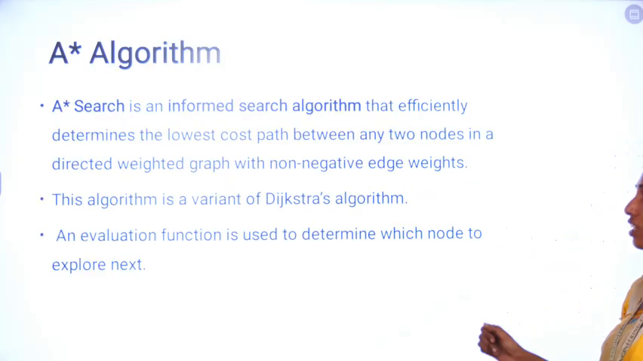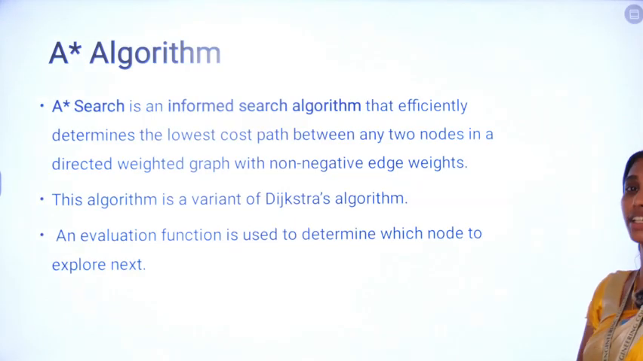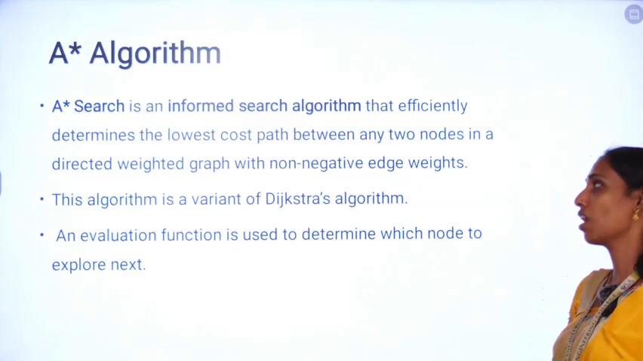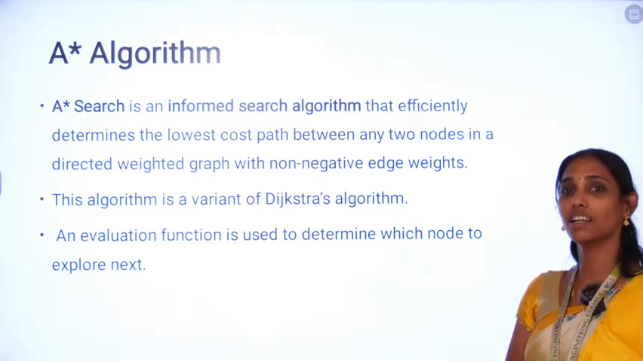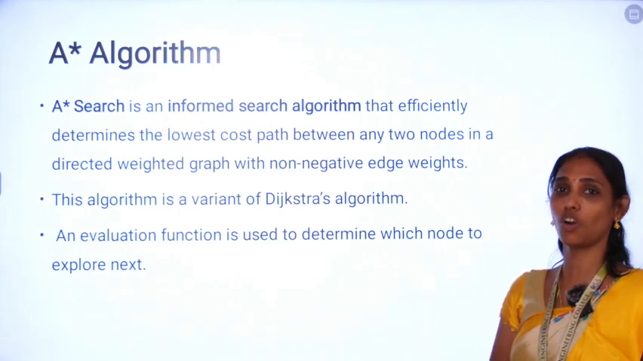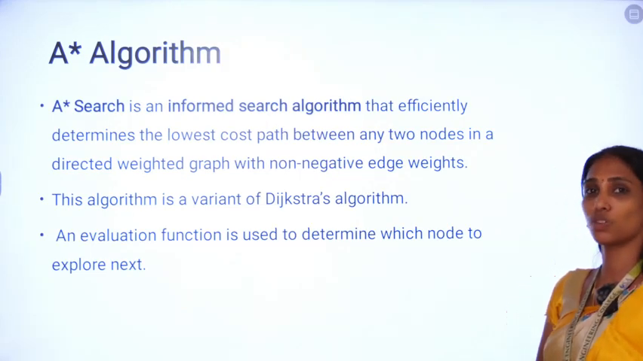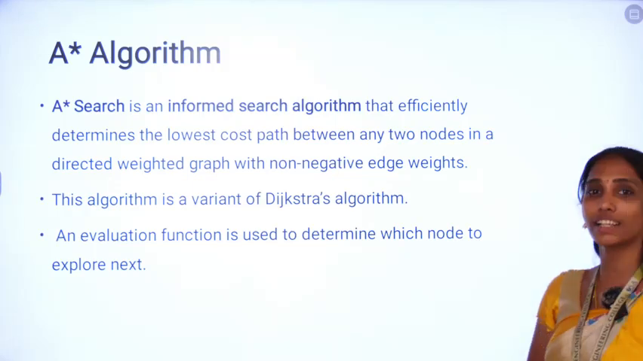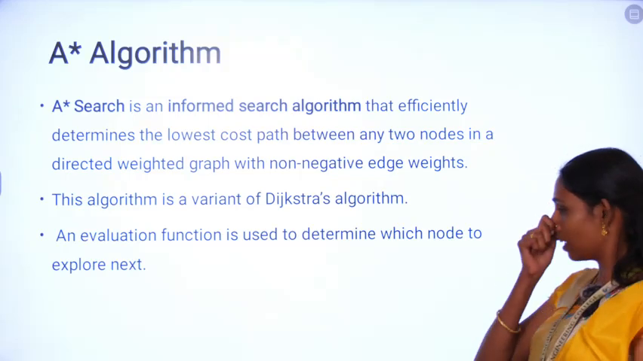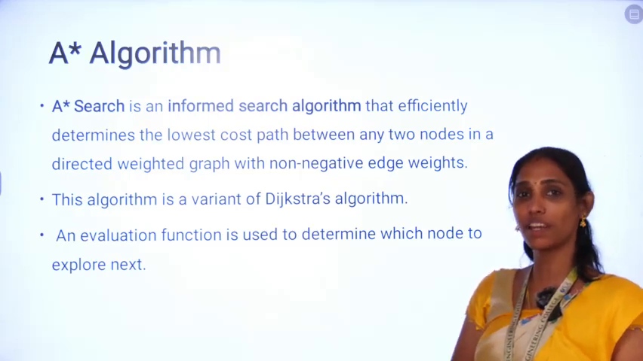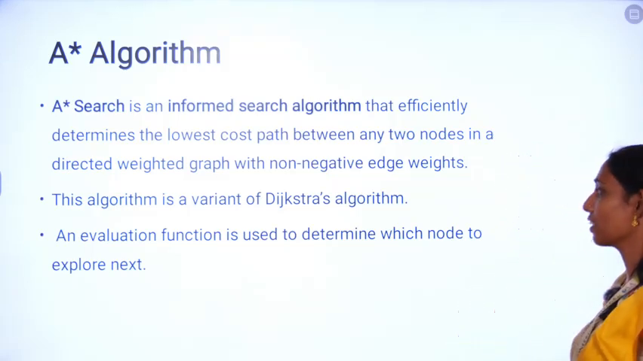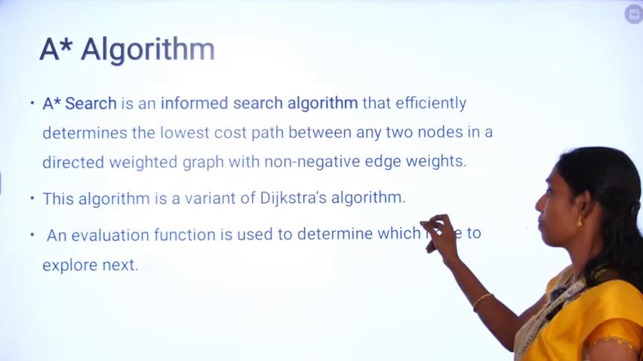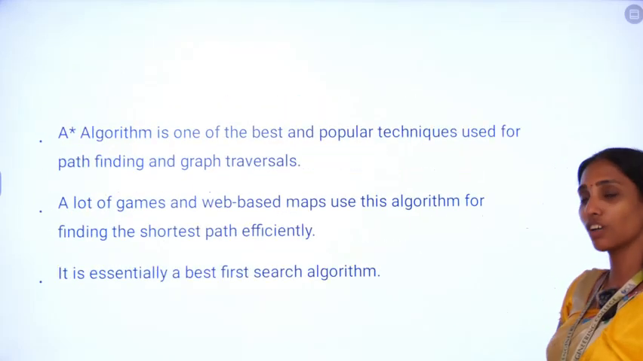So this A-star algorithm is an informed search algorithm, also called a heuristic search algorithm. Why? It gives the shortest path by measuring the cost of the particular graph nodes. It determines the lowest cost path between any two nodes, and here a directed weighted graph is analyzed, without any negative edges. In this graph algorithm we are determining which node to explore by the cost of it.